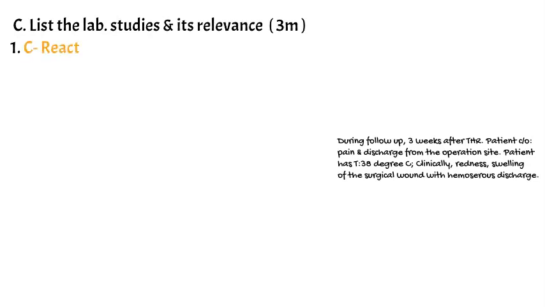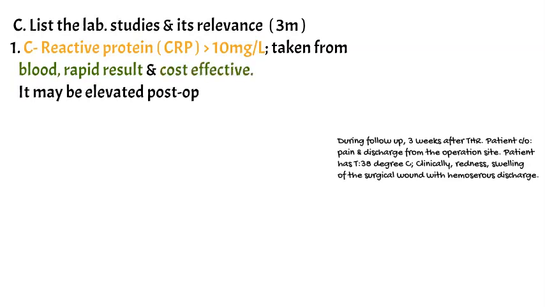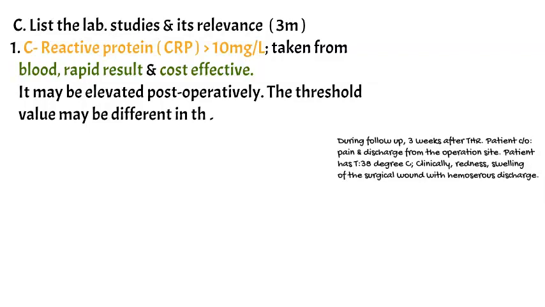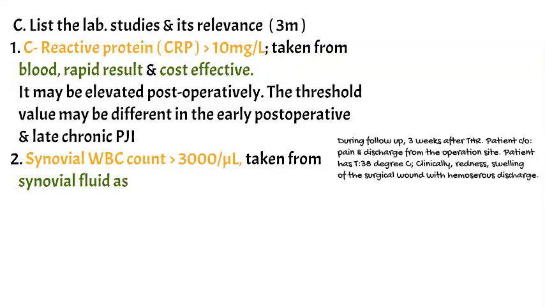C. List the laboratory studies and their relevance. 3 marks. Remember, I want to discuss this so that you guys can answer it more thoroughly, not only short notes. Number 1, the C-reactive protein, CRP, more than 10 mg per liter, is taken from the blood, has rapid result and is cost effective. It may be elevated post-operatively. The threshold value may be different in the early post-operative and late chronic prosthetic joint infection, PJI.